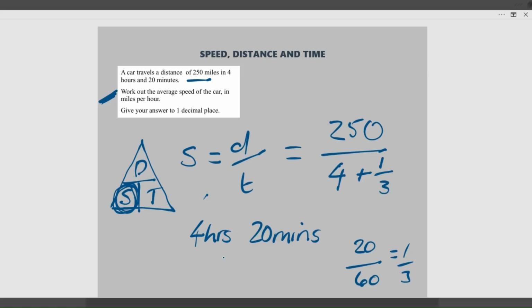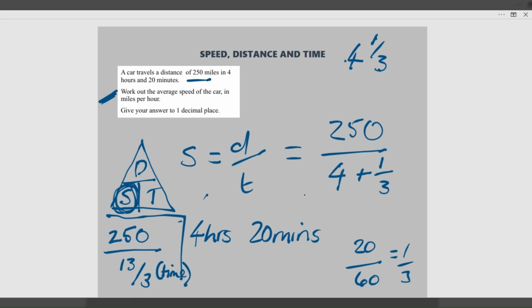Now we can put that into, let's do it down here. So we've got 250 on the top, and we could put that into one fraction. So if we've got 4 1/3, 3 4s are 12, add the 1 is 13. So it's 13/3 for our time there.